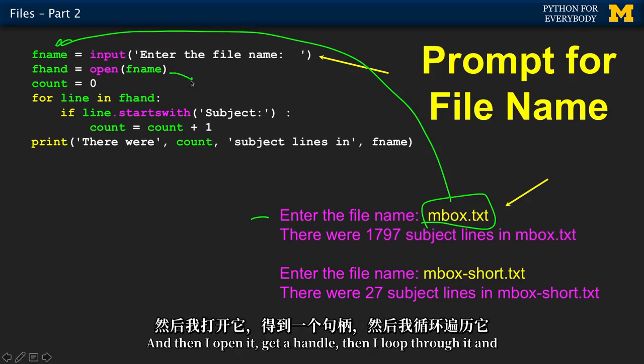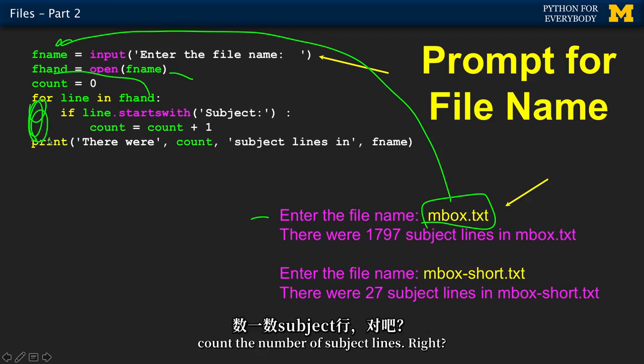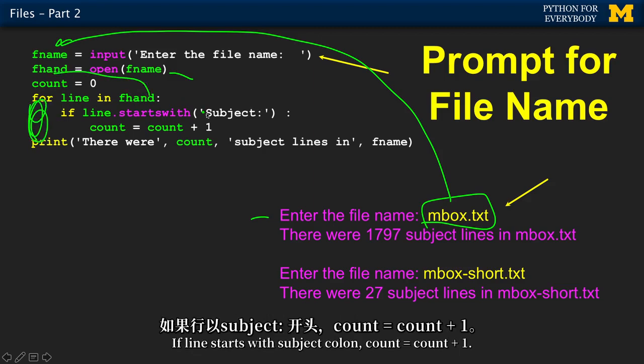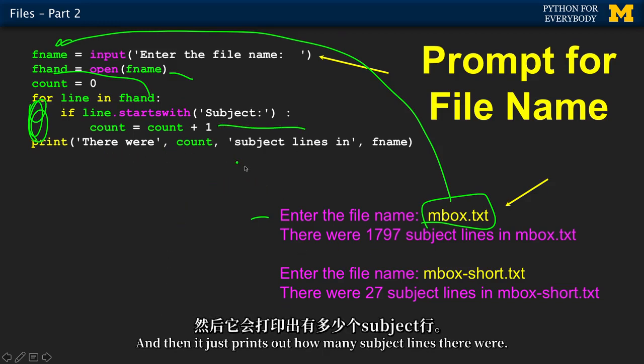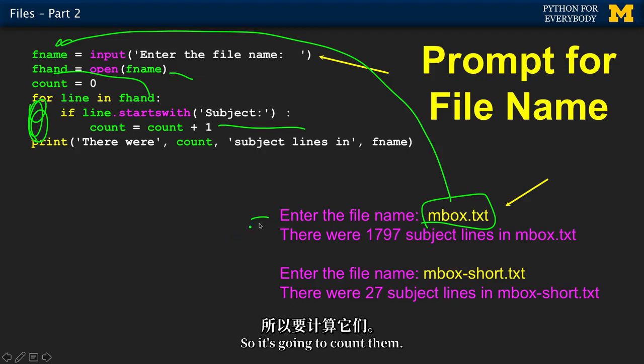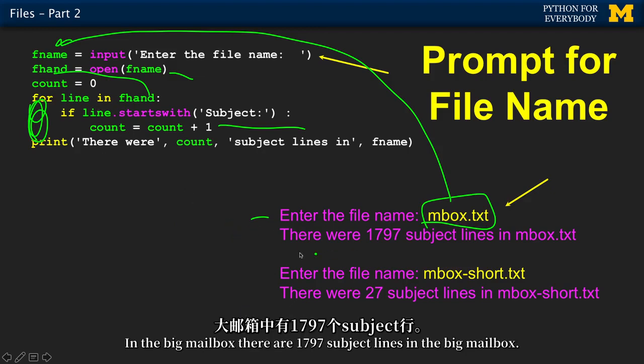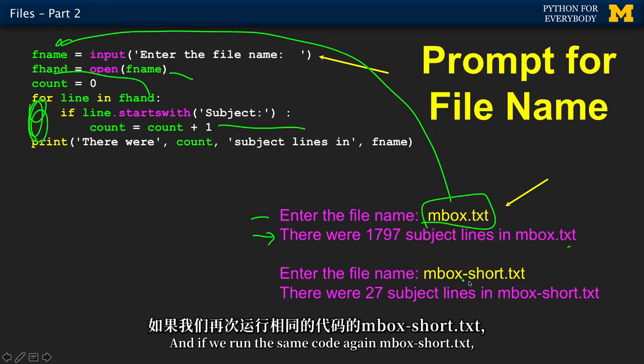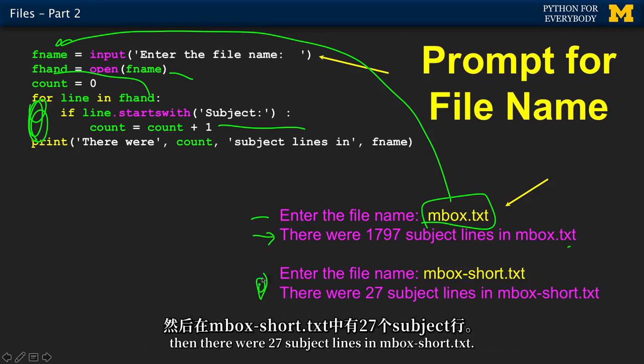And then I open it, get a handle, and then I loop through it and count the number of subject lines, right? That's what this is doing. If line starts with subject colon, count equals count plus one, and then it just prints out how many subject lines there were. So, it's going to count them. In the big mailbox, there are 1,797 subject lines. And if we run the same code again, mailboxshort.txt, then there were 27 subject lines in mailboxshort.txt.